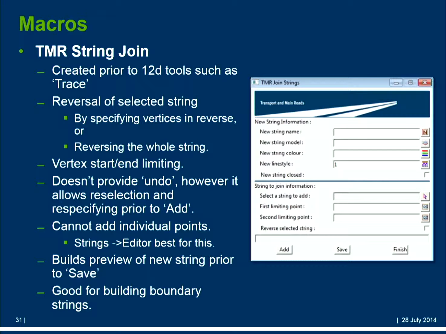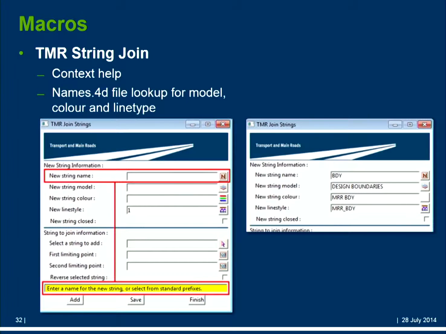Doesn't provide an undo. However, it does allow for reselection before you click the add button. I'll get to that in another couple of panels. And you get a save. So once you save, then it commits the string to the model you've specified. There's a little bit of in-panel help. You'll note that macro doesn't have its own help button. And when you type in a name in the string name box, it'll go off and look in your names file and pull back the model string colour and line style.